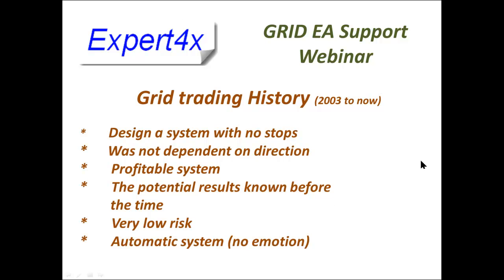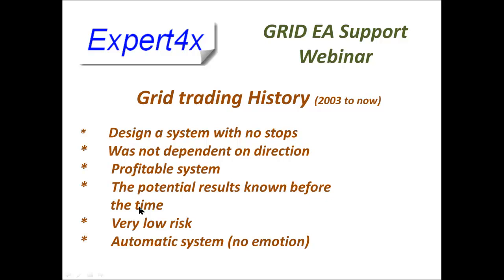Alright, so now let's go back to our objectives. We've got a system with no stops because we're buying and selling at the same time. It's hedged, so we don't need stops. It is not dependent on the direction. So as I said, whatever you see going up, you can also see going down. So it's totally not dependent on direction. You don't have to know which way the price is going as long as it just goes. It is a profitable system, and that we'll see later on.